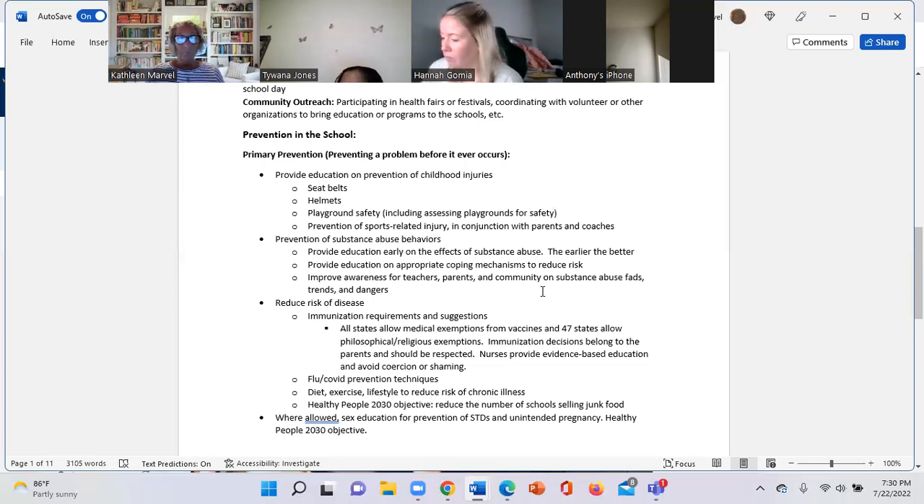And then prevention of sports related injuries. You know, we're working with trainers and athletic directors and parents and coaches. And the one that comes to mind is concussion. You know, concussion is very prevalent, obviously, in sports these days. And how can we do some education with parents and trainers about how to recognize a concussion? What do you do? So preventing a problem before it ever occurs.